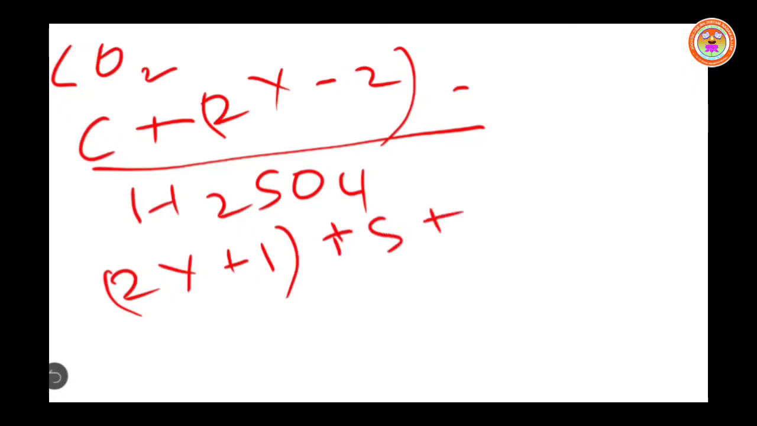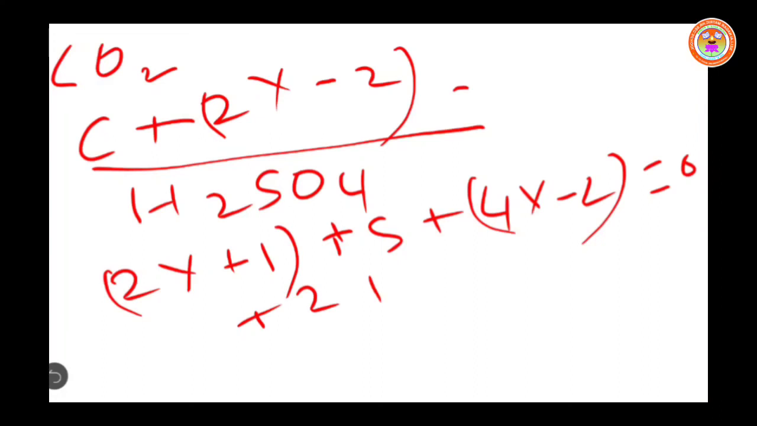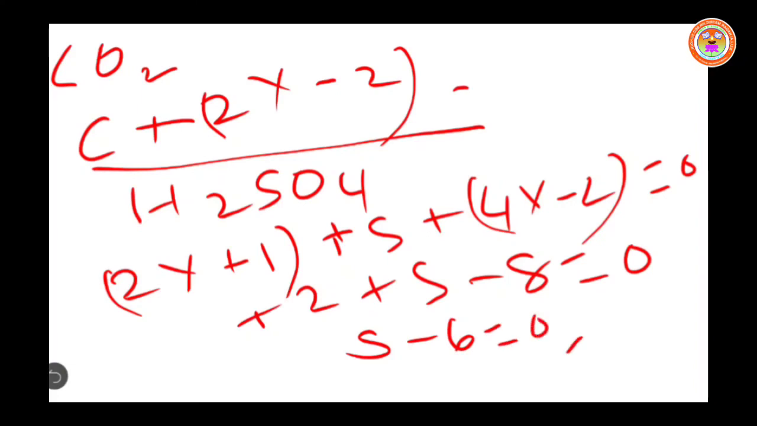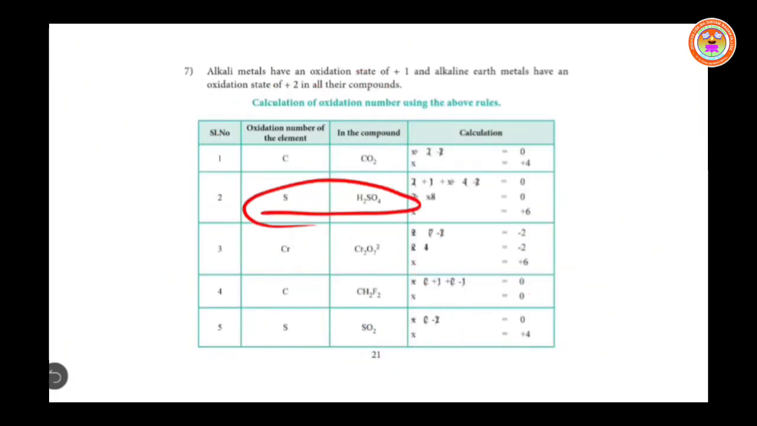Then there are 4 oxygen atoms, so 4 into minus 2, equal to 0. So 2 into plus 1, plus S, plus 4 into minus 2, which is minus 8, is equal to 0. Then plus 2 minus 8 gives S minus 6 equal to 0. Therefore, S is equal to plus 6. So what is the oxidation number of sulfur in sulfuric acid? Plus 6. Understand?